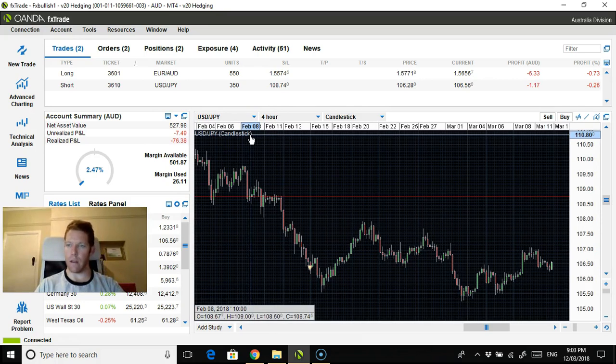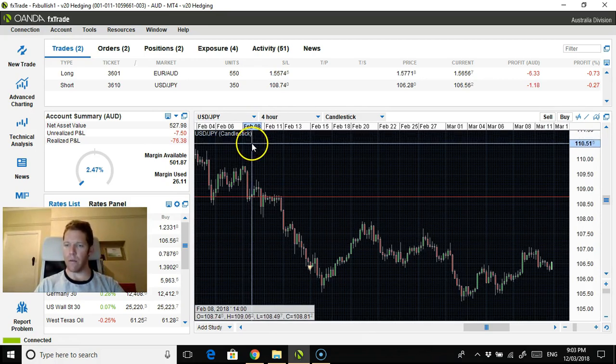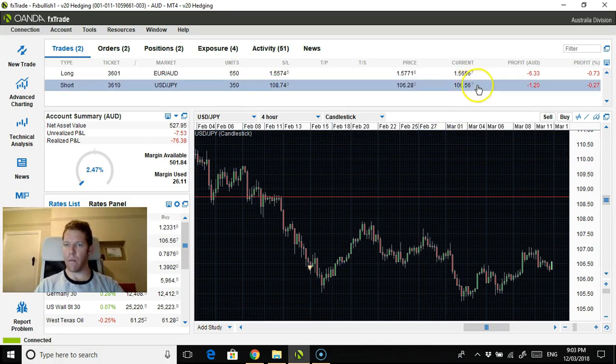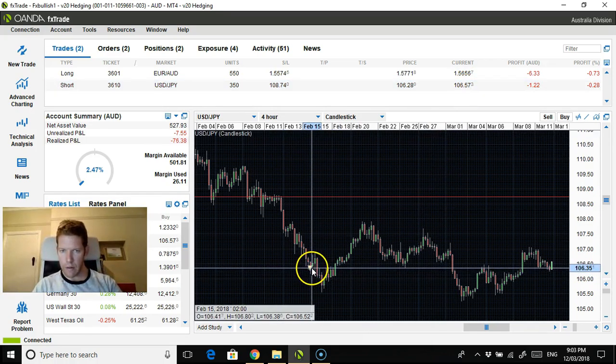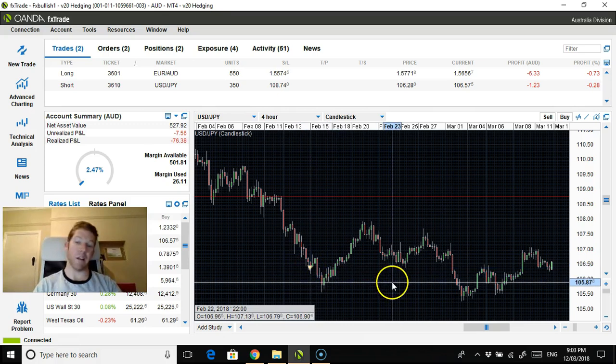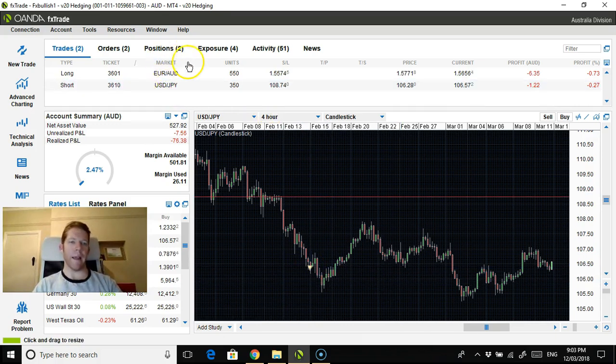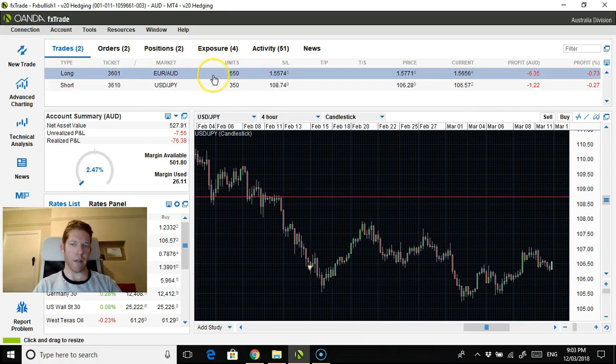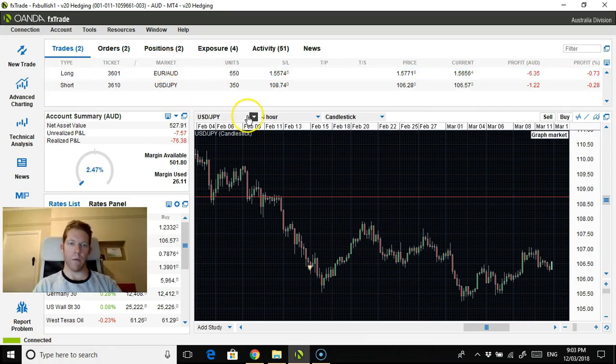And the USD yen, that's not looking too bad. The 106.50-ish level is pretty range bound, so we'll see what it does. I got into this on the 15th of Feb, so this has been open nearly a month as well. I can take another trade potentially. We'll see that.